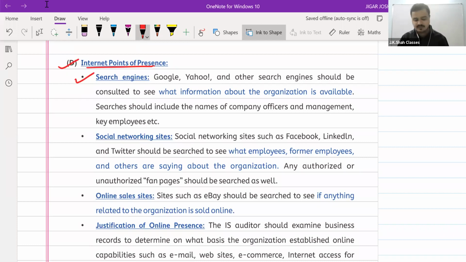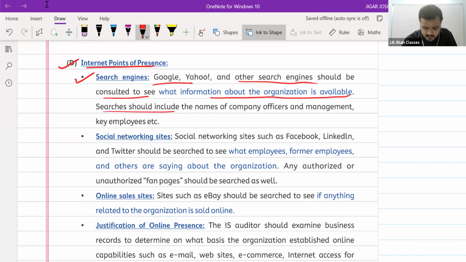We should put the names of the top level officers and board of directors, so that we can understand what is written about them on social media and on other websites. Google, Yahoo, and other search engines should be consulted to see what information about the organization is available. Searches should include the names of the company's officers and management as well as the key employees.